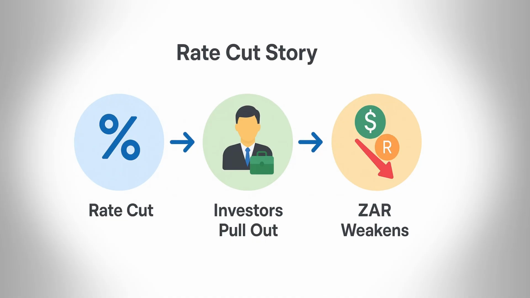On the flip side, if the South African Reserve Bank decides to cut interest rates, investors may pull their money out looking for better returns elsewhere. Demand for ZAR falls and the currency weakens. So you can already see it. One decision from the central bank can move billions in the Forex market. That is the heart of fundamental analysis, understanding cause and effect.